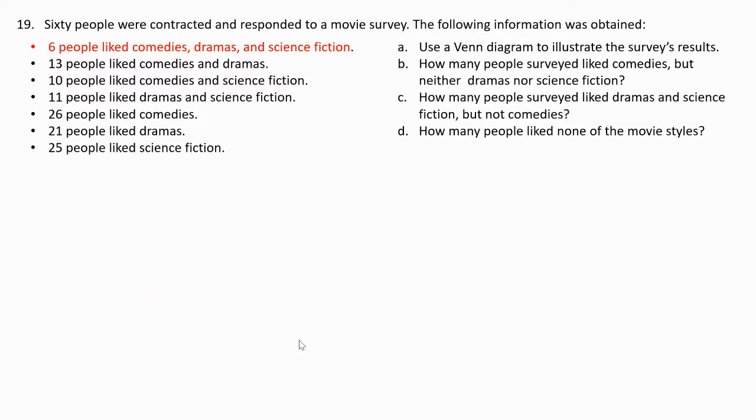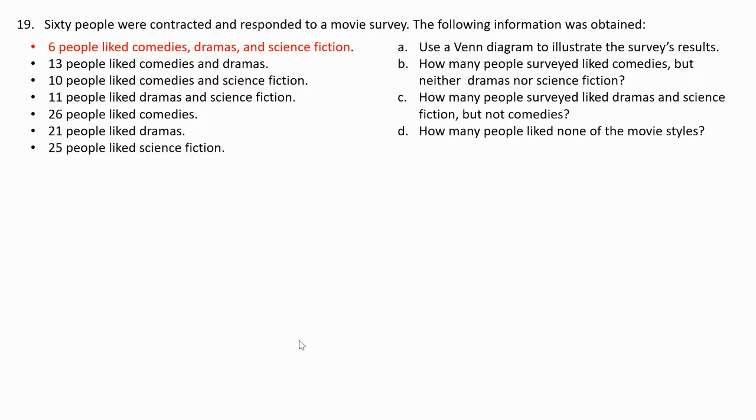Number 19. It says 60 people were contacted and responded to a movie survey. The following information was obtained. It says 6 people like comedies, dramas, and science fiction. Why do I have it in red? Because when you use the Venn diagram, you always start where all three intersect. So that's why I put it in red.